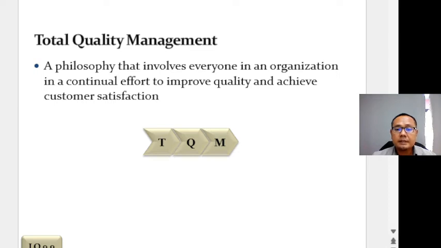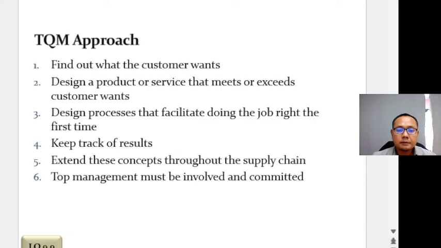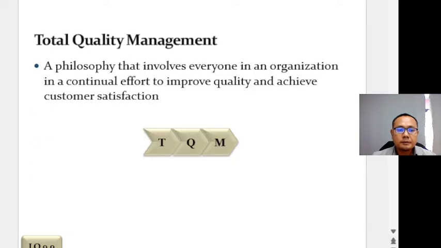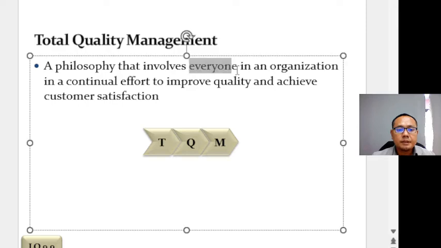So there are three key philosophies in this approach. One is a never-ending push to improve, which is referred to as continuous improvement. The second is involvement of everyone, and the third is the goal of customer satisfaction. That's three involving continual efforts to achieve customer satisfaction. So these three are important keys for total quality management.